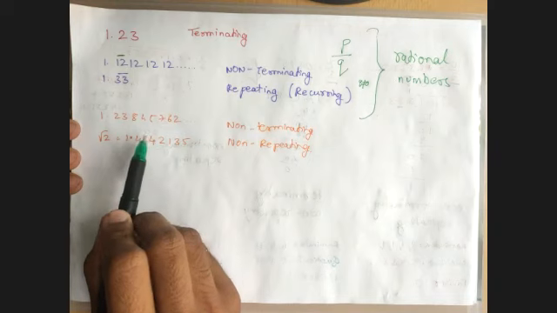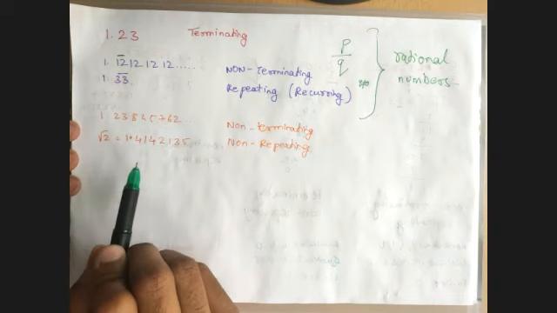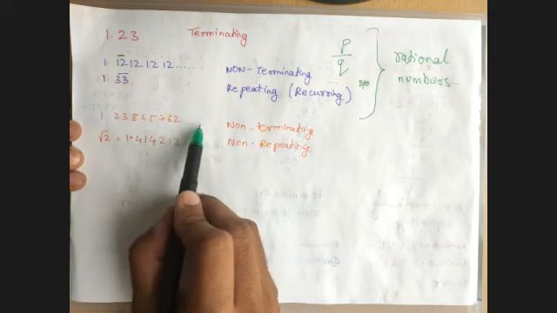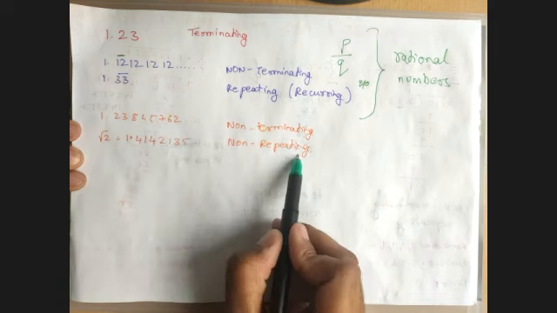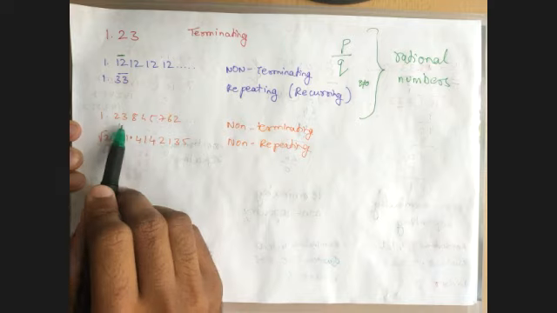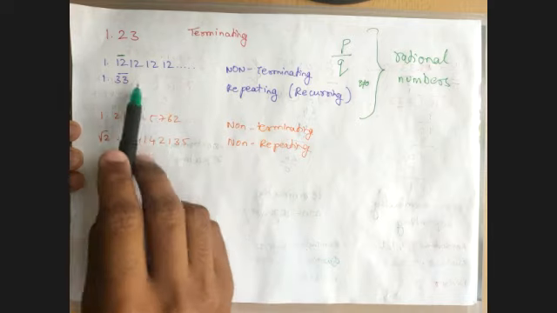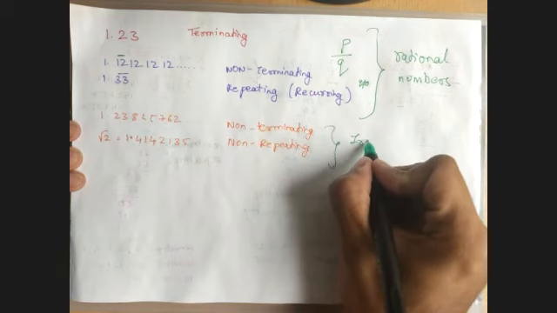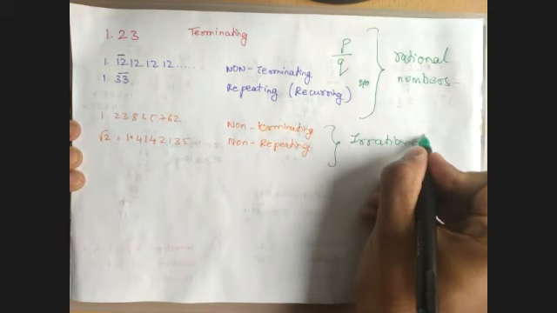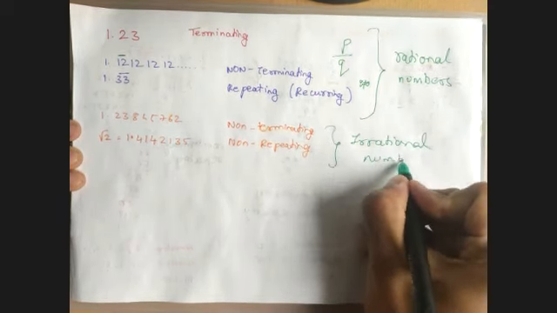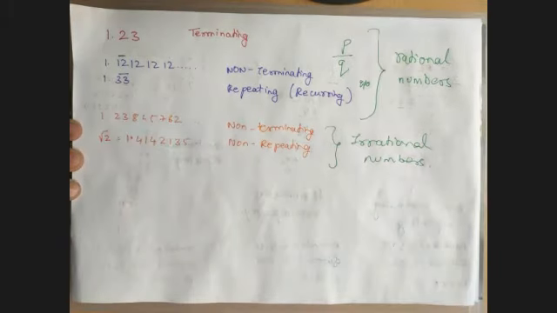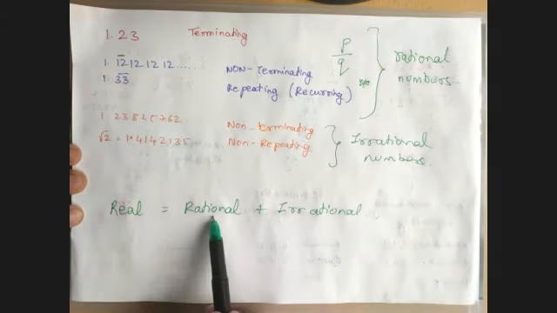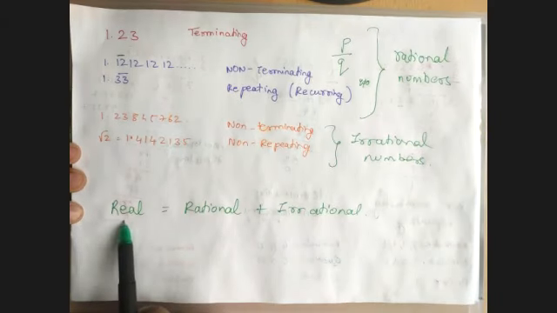Whereas, as we saw earlier in the definition of irrational numbers, the number does not terminate, and it is non-repeating, it does not repeat. See, a set of numbers does not repeat, as in this case. So these are classified as irrational numbers. Again, these rational numbers plus irrational numbers make up real numbers.